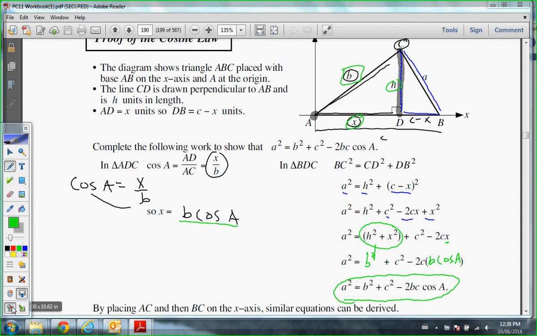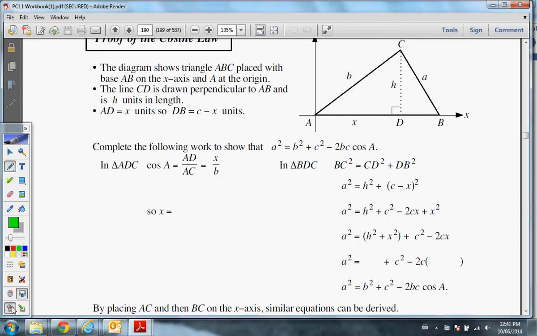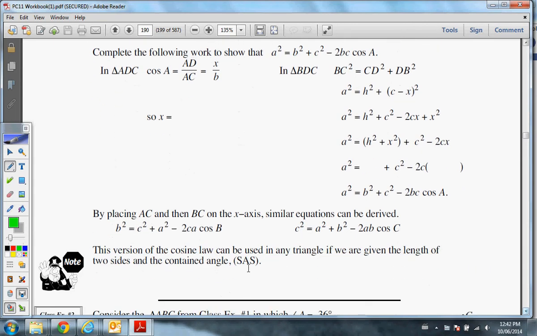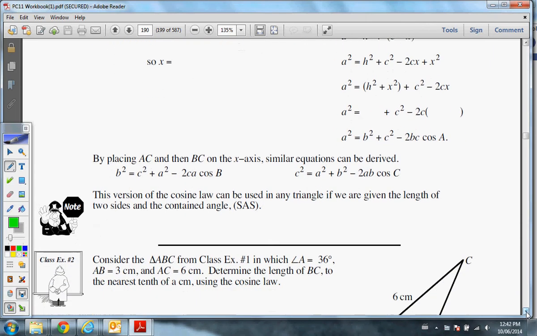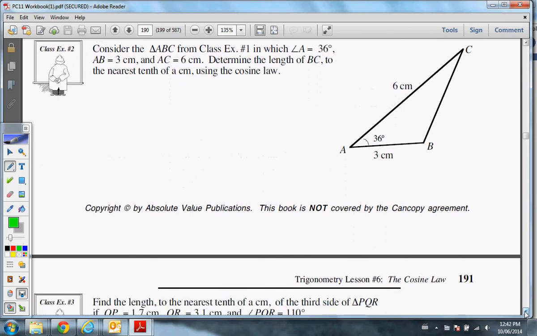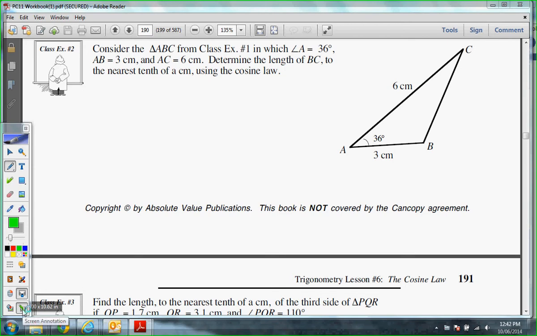All right, and again, it says here at the bottom, what I've been pointing out since the beginning, this formula is best for SAS. All right, let's get to the example here. We're doing the same example we've been doing. We're actually going to do it using the cosine law now, so you'll see how fast it is. This is the same problem we've been doing.